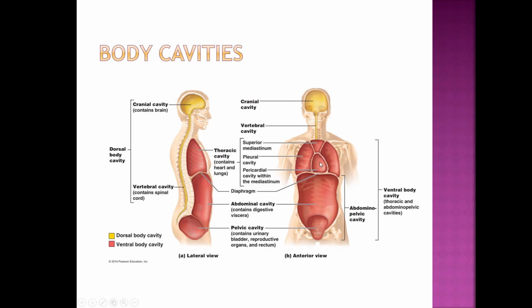Okay, now if we take a look at the thoracic cavity, you can see that it is further subdivided. We have a superior mediastinum, we have an inferior mediastinum or pericardial cavity, and then we have two pleural cavities. We will not be looking at these subdivisions this semester. We will look at these in 202 when we talk about the organ systems within the thoracic cavity.